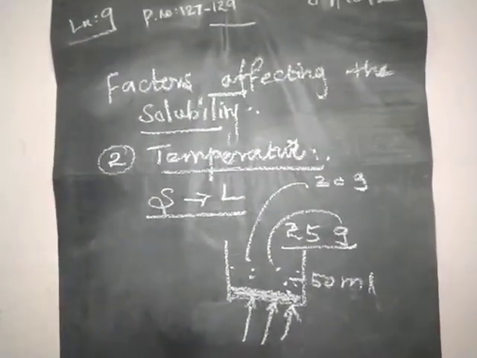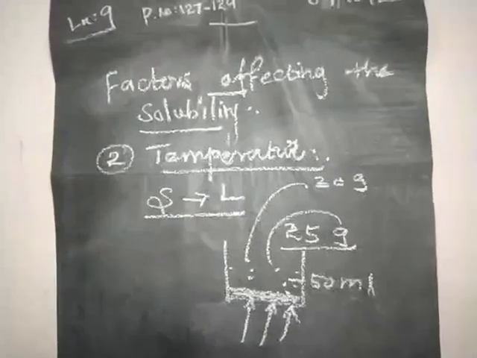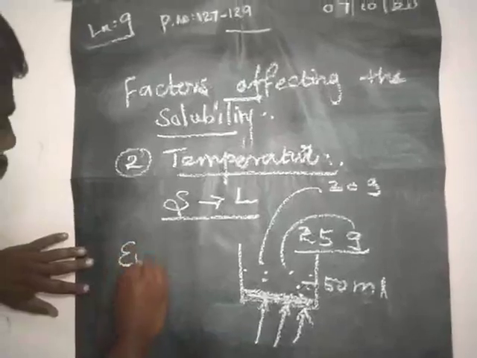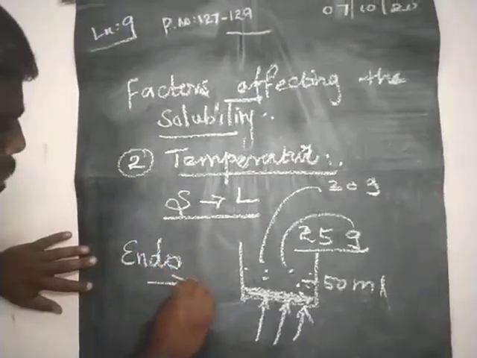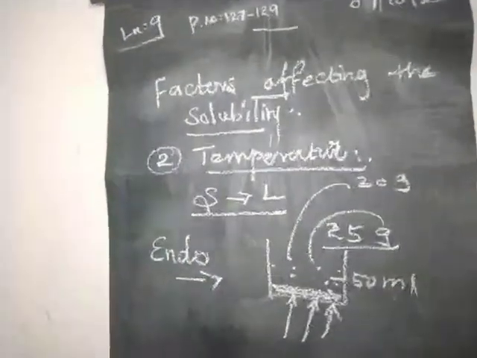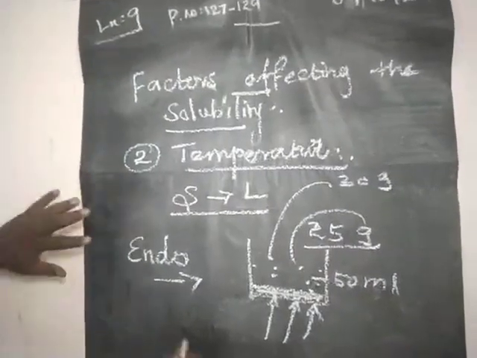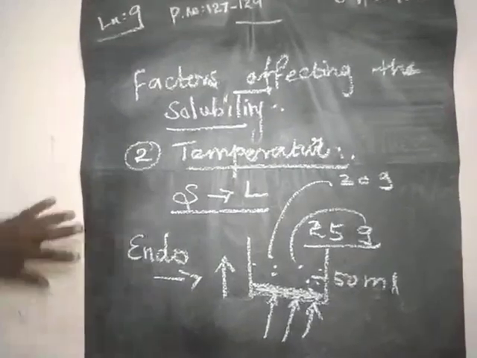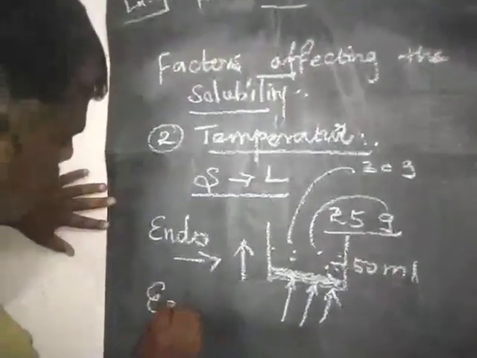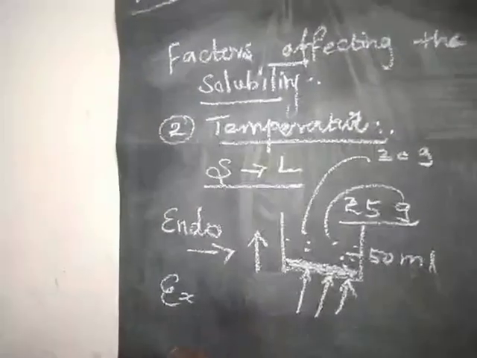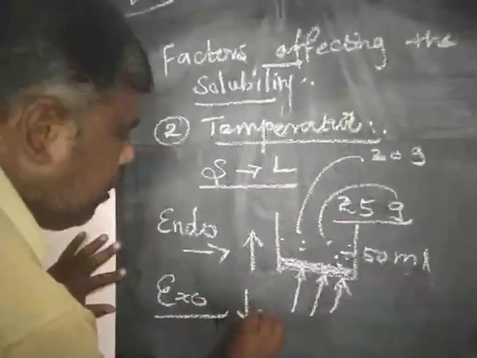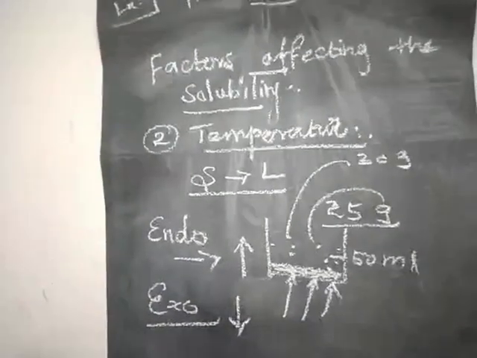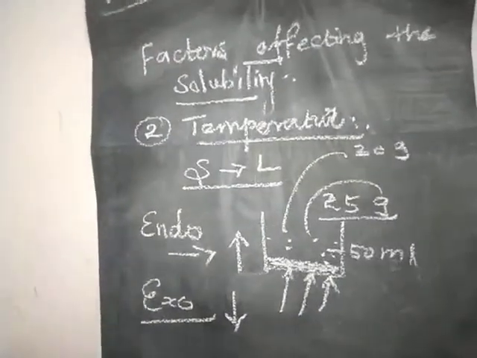So in an endothermic process, endothermic means what? Heat is absorbed. In an endothermic process, the solubility increases with the increase in temperature. In an exothermic process, what will happen? Solubility decreases with increase in temperature.